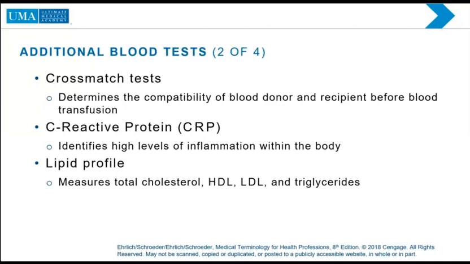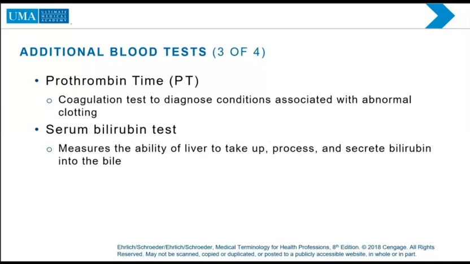C-reactive protein identifies high levels of inflammation within the body. Lipid profile measures total cholesterol, HDL, LDL, and triglycerides. Prothrombin time, or PT, is a coagulation test to diagnose conditions associated with abnormal clotting.